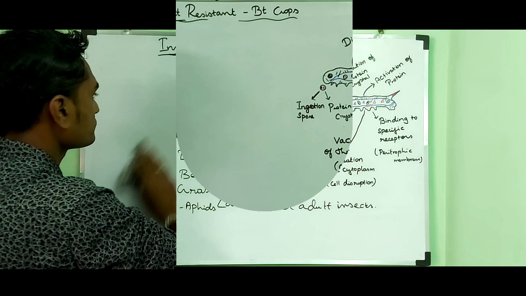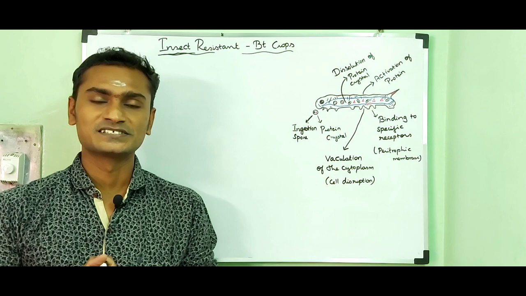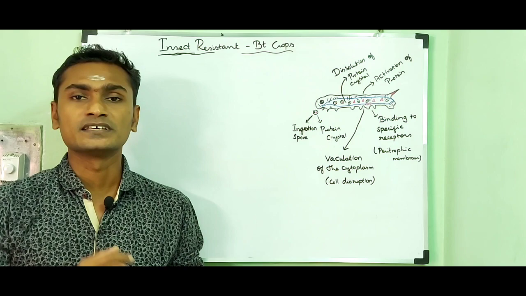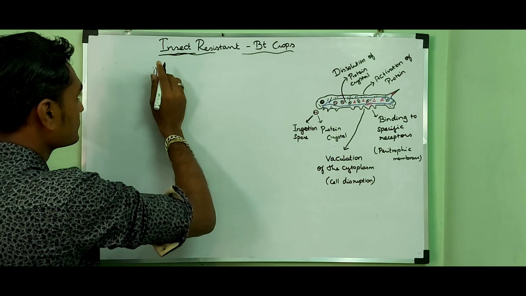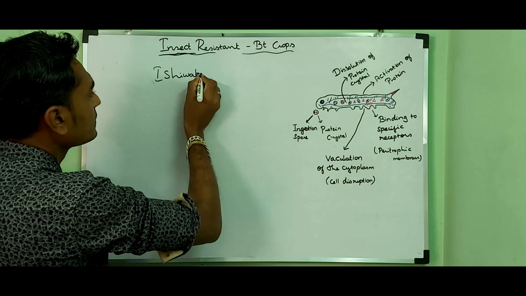Then I am going to tell you about the bacteria Bacillus thuringiensis. Bacillus thuringiensis was first discovered by the scientist Ishiwata in the year 1901.